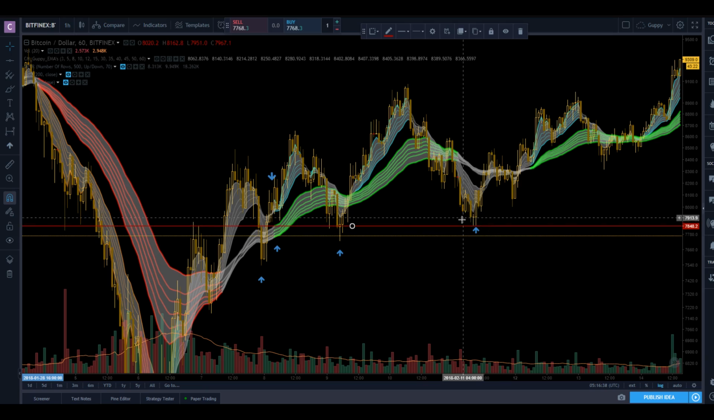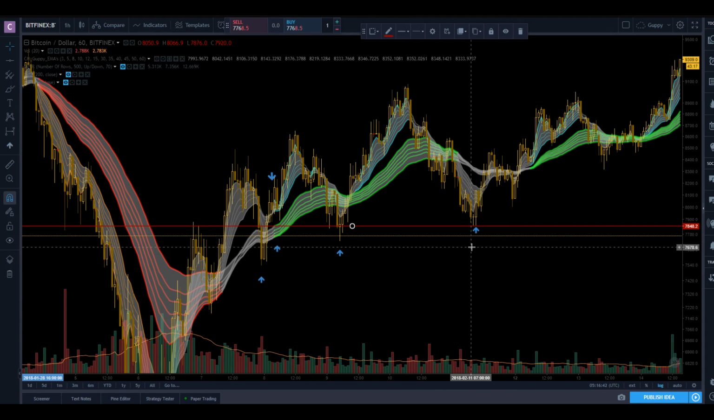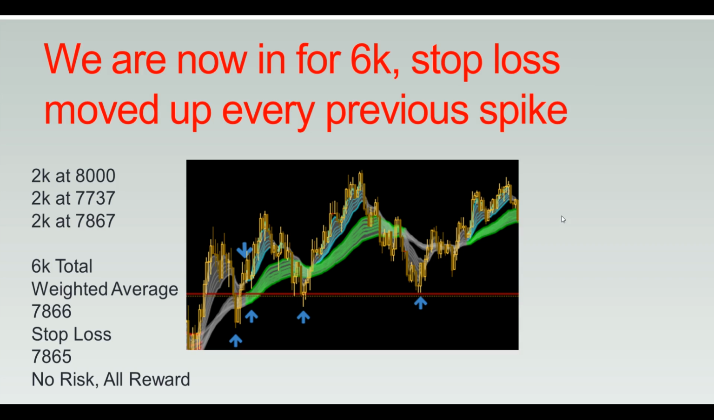And at this point, our weighted average has been brought down so much that our stop loss and our weighted average are about the same. So just to give you a visual of what I was talking about there, we bought 2 grand worth at $8,000 instantly. Another 2 grand worth at 77.37, which is this dip. Another 2 grand at 78.67, which is this dip right here, and we maintained the stop loss as we went on. So we're in for a total of $6,000.